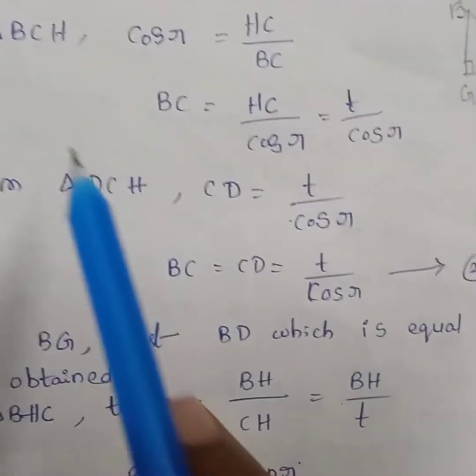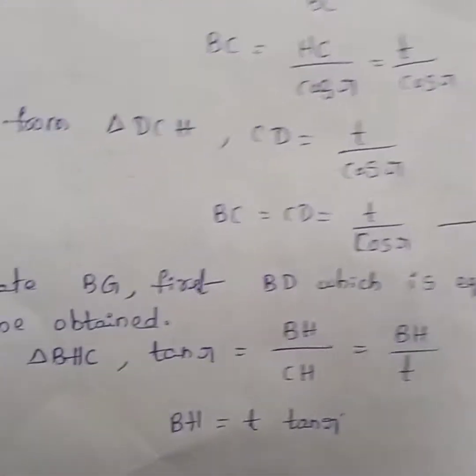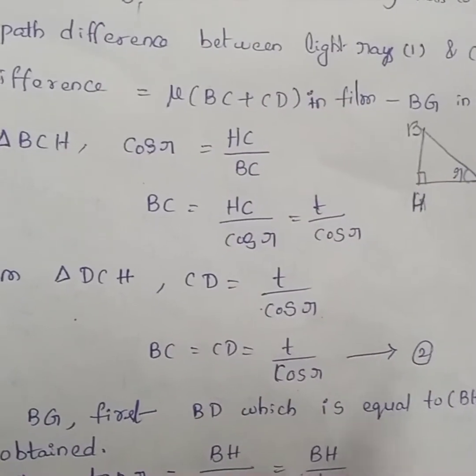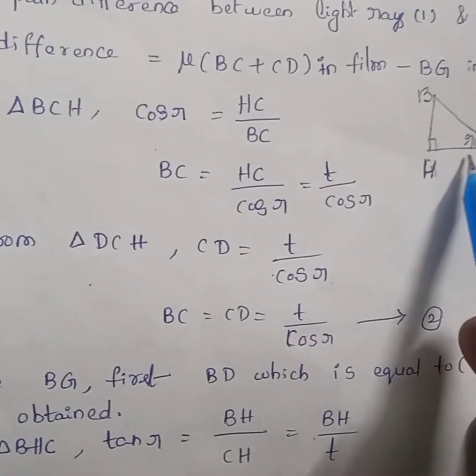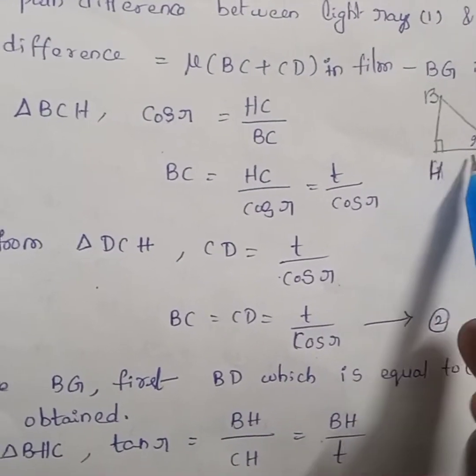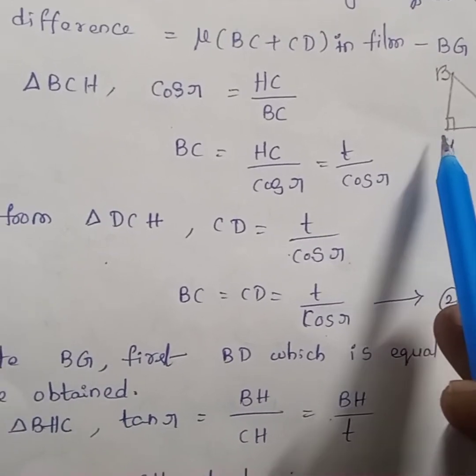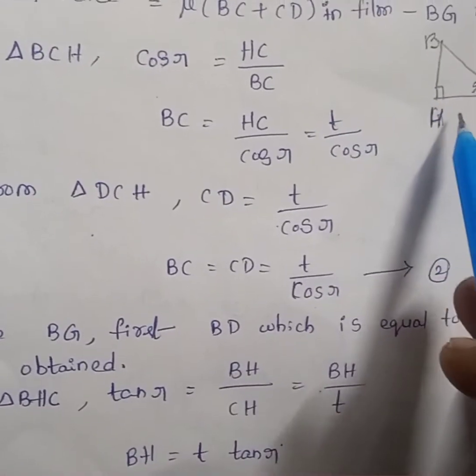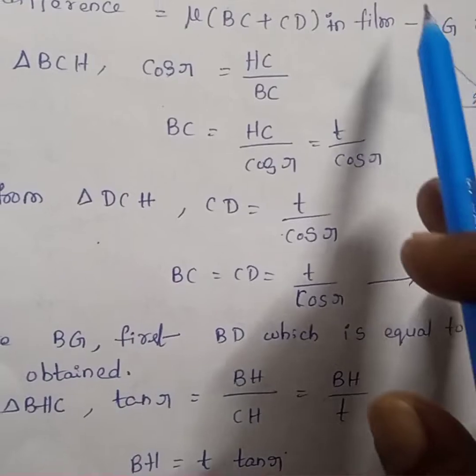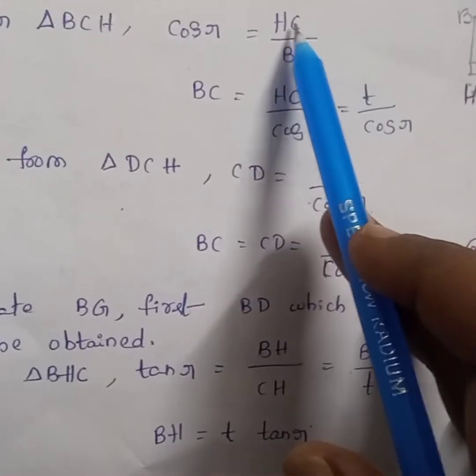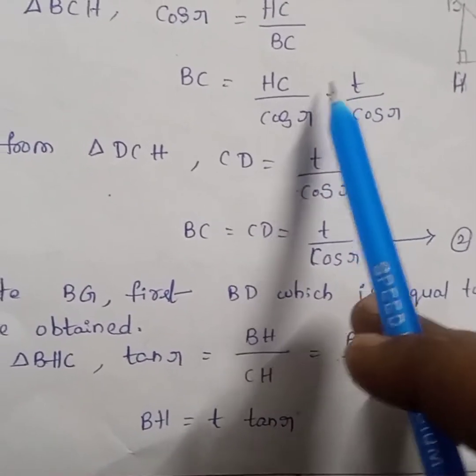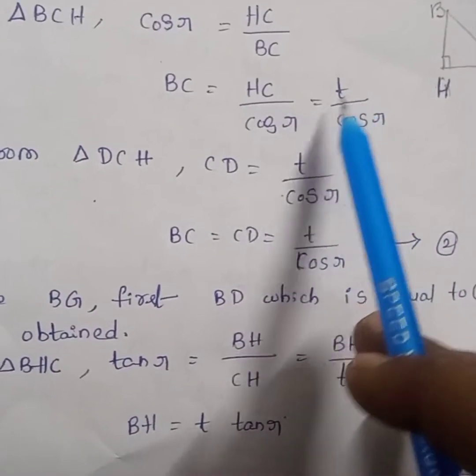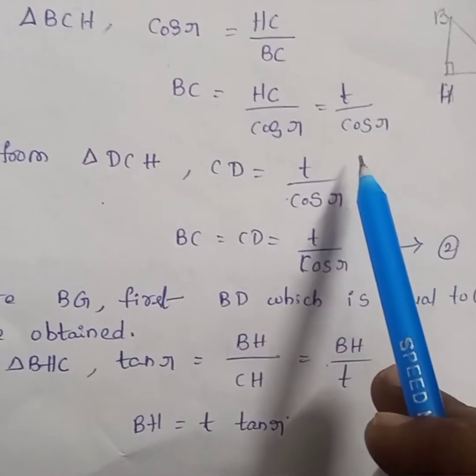So let us consider triangle BCH. From triangle BCH, cos R is equal to, where R is the refracted angle and H is 90 degrees, HC by BC. I have written that HC by BC. But HC is equal to the thickness of the thin film, t. If we substitute that value, we get BC is equal to t by cos R.